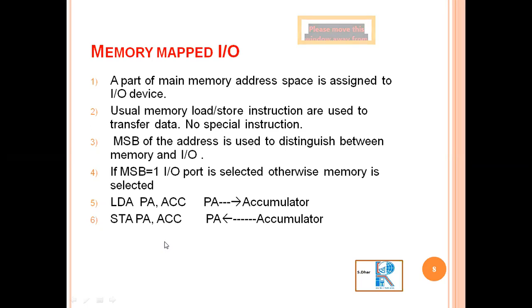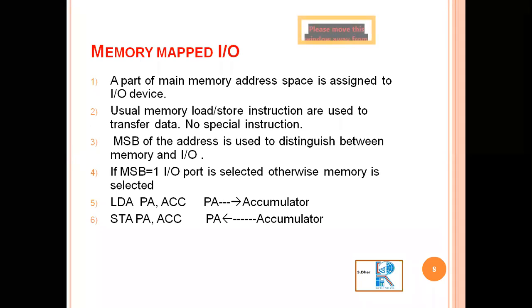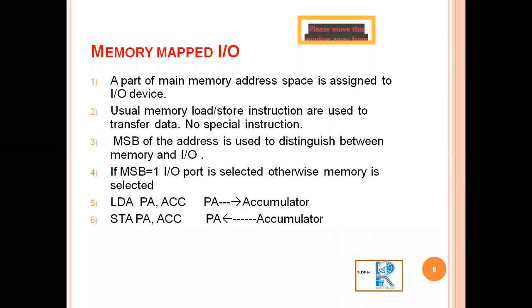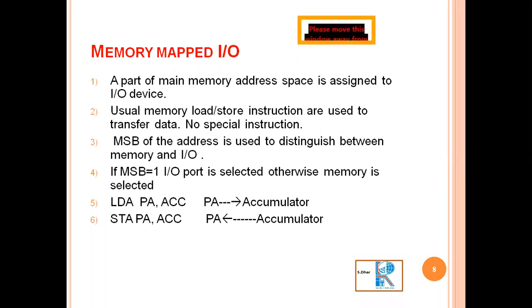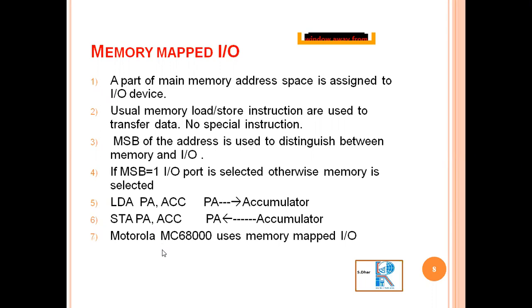So no separate instruction is required for memory mapped IO. Clear? Separate instruction means a separate instruction for the IO device. The instruction which we use for accessing the memory, we will use for accessing the IO device also. This is the advantage of using memory mapped IO. Clear? Generally, Motorola uses memory mapped IO. Different manufacturers use different types of mapping. Motorola uses memory mapped IO.